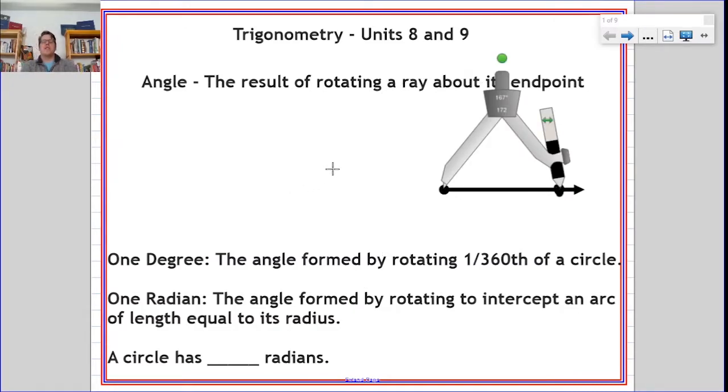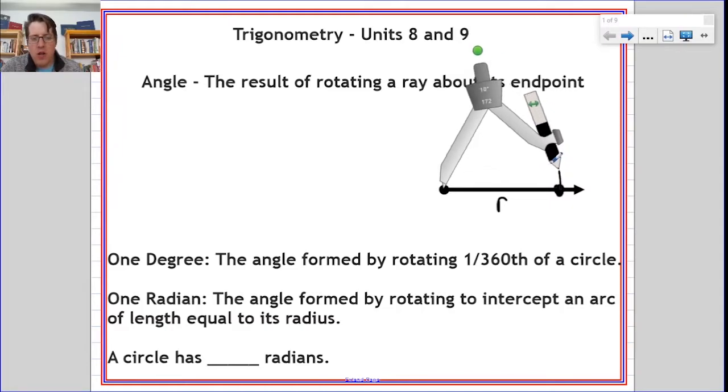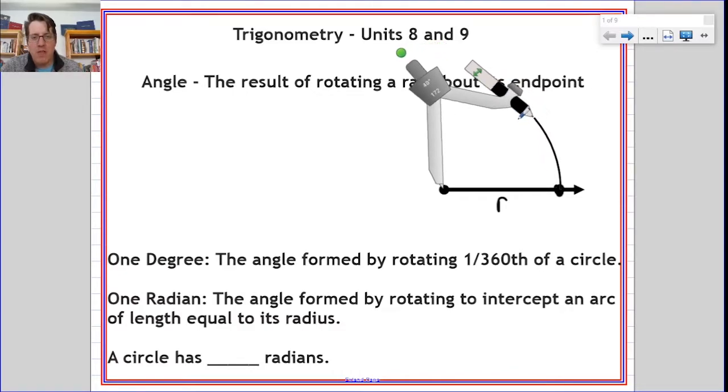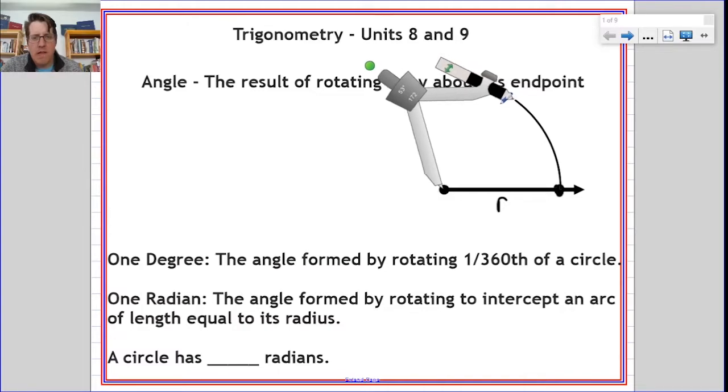1 radian, this is going to be new to some of you, is the angle formed by rotating to intercept an arc of length equal to its radius. So, I want you to think about this radius right here. And I want you to think about making an arc going along until that arc is as long as that radius. Not quite there yet, right? It's a little short if you straightened out that arc. Keep going, keep going. Let's stop there.